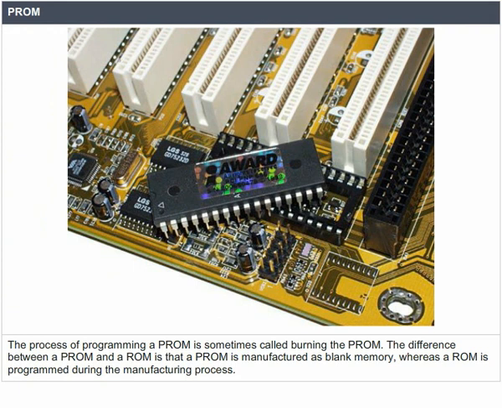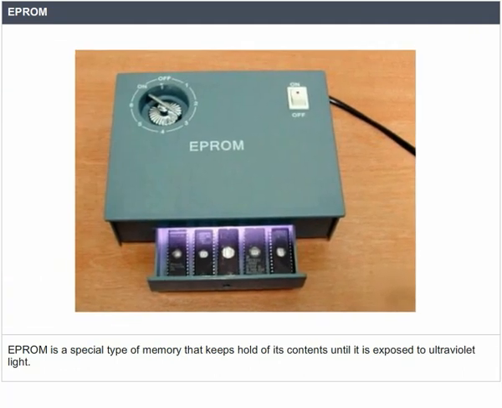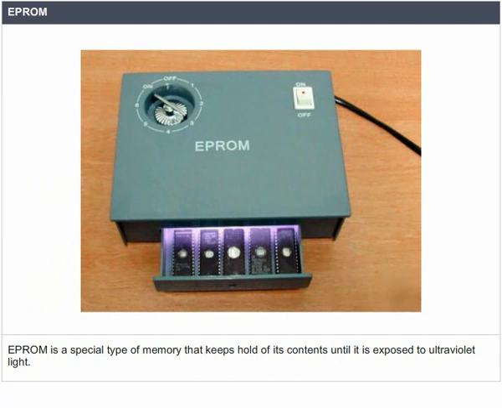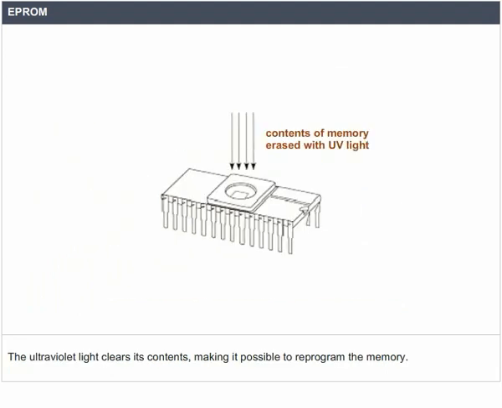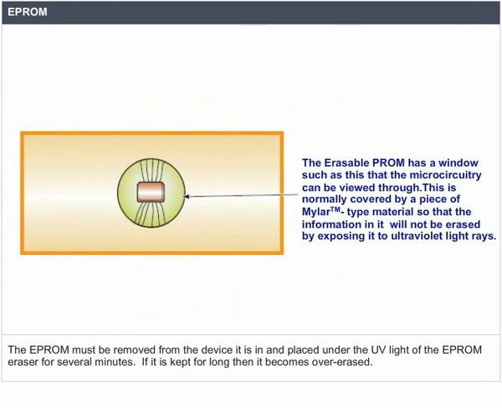EPROM. EPROM is erasable programmable read-only memory. These chips can be erased and rewritten a number of times. EPROM is a special type of memory that keeps hold of its contents until it is exposed to ultraviolet light. The ultraviolet light clears its contents, making it possible to reprogram the memory. It is configured using the EPROM programmer that supplies voltage at particular levels depending on the type of EPROM used. An EPROM eraser is not choosy. It will erase the entire EPROM. The EPROM must be removed from the device it is in and placed under the UV light of the EPROM eraser for several minutes. If it is kept for too long, it becomes over-erased.